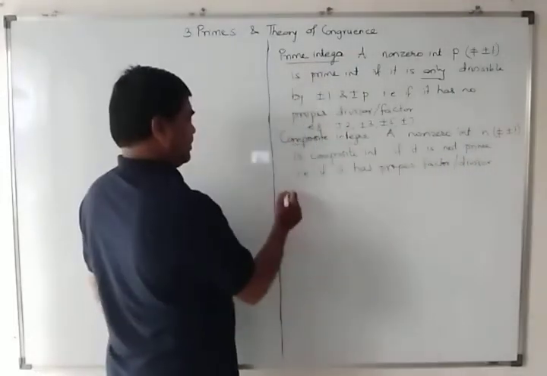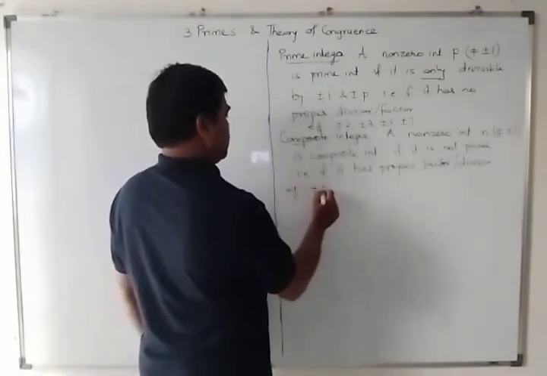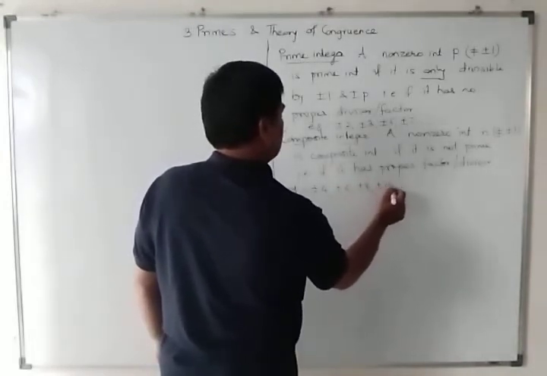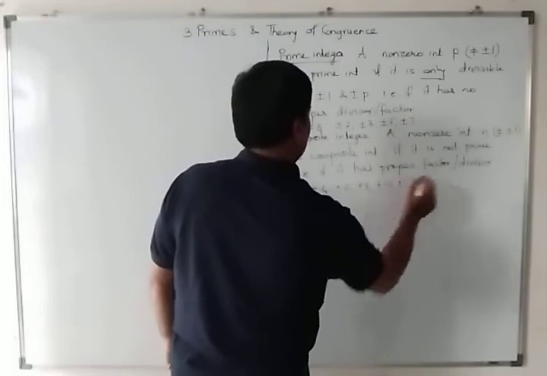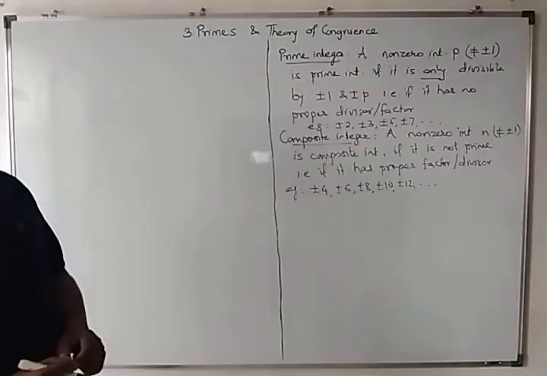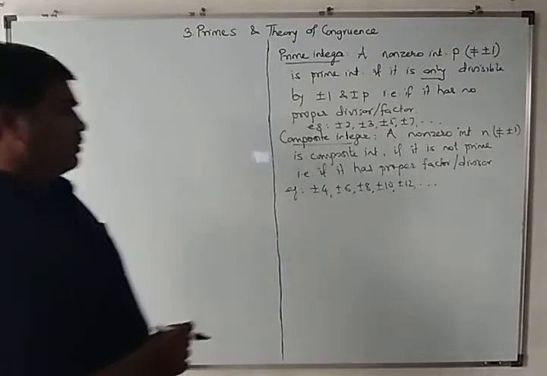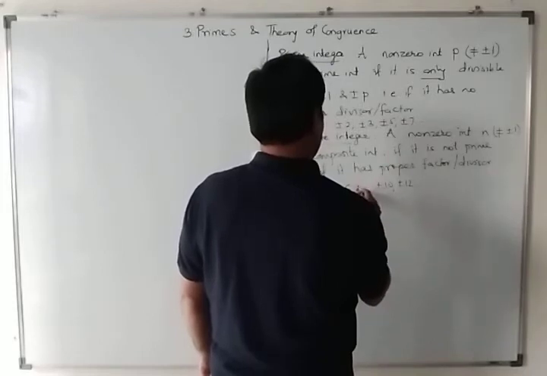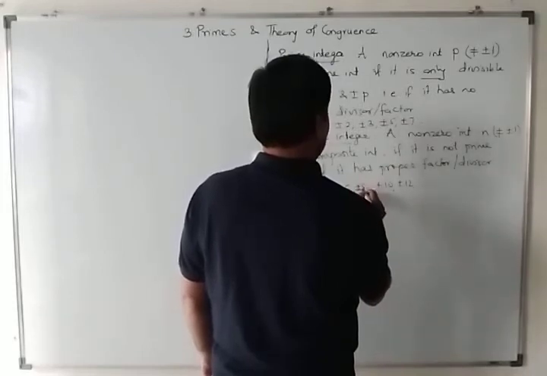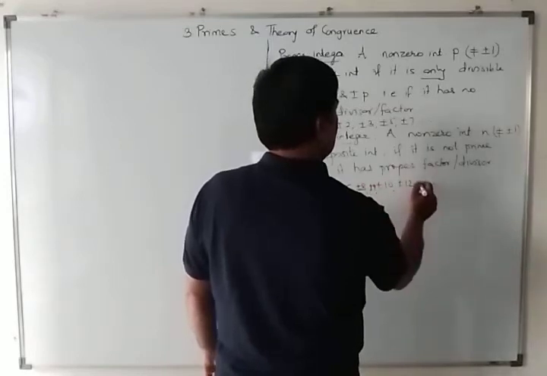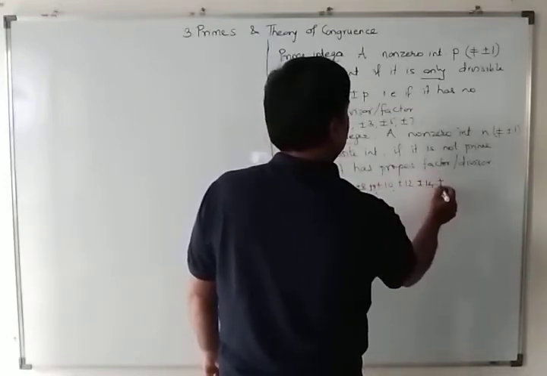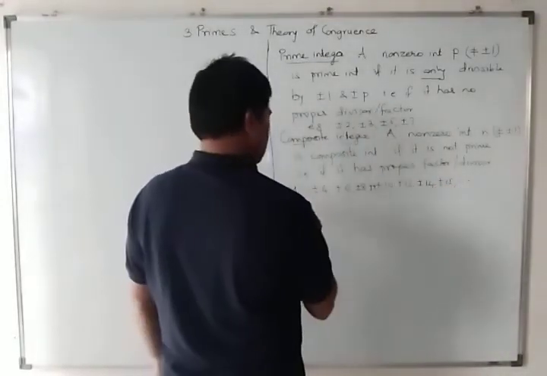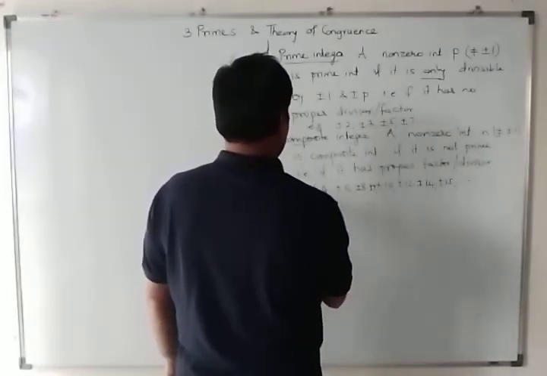If I take examples: plus minus 4, plus minus 6, plus minus 8, plus minus 10, plus minus 12 and so on. Here I forgot to write plus minus 9, plus minus 14, plus minus 15 and so on. These are composite integers.